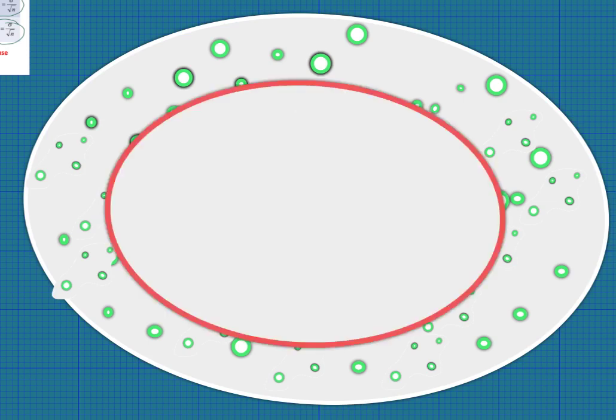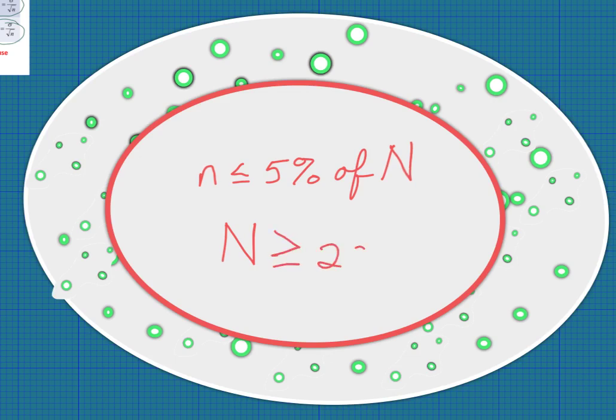And that rule is that the number in your sample should always be less than or equal to 5% of the number in your population. Or another way to say it, the number in your population has to be greater than or equal to 20 times the number in your sample. These are equivalent expressions.